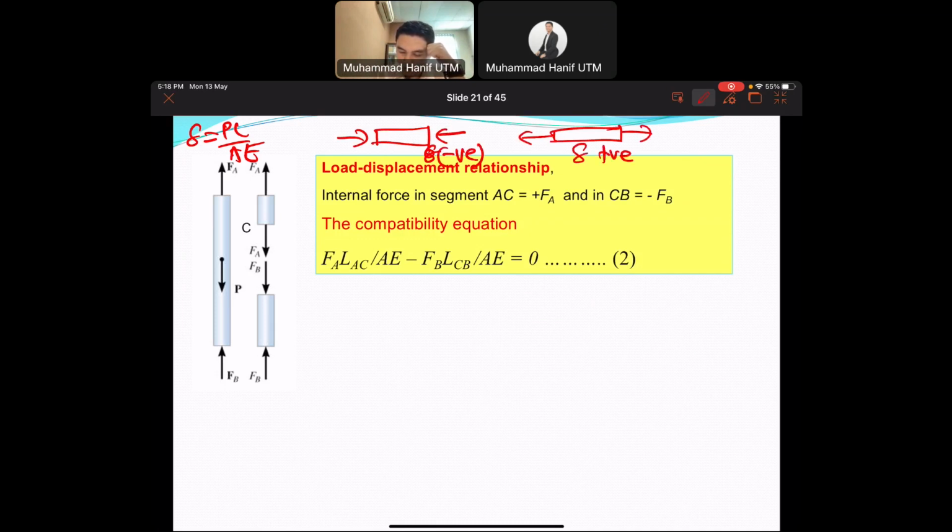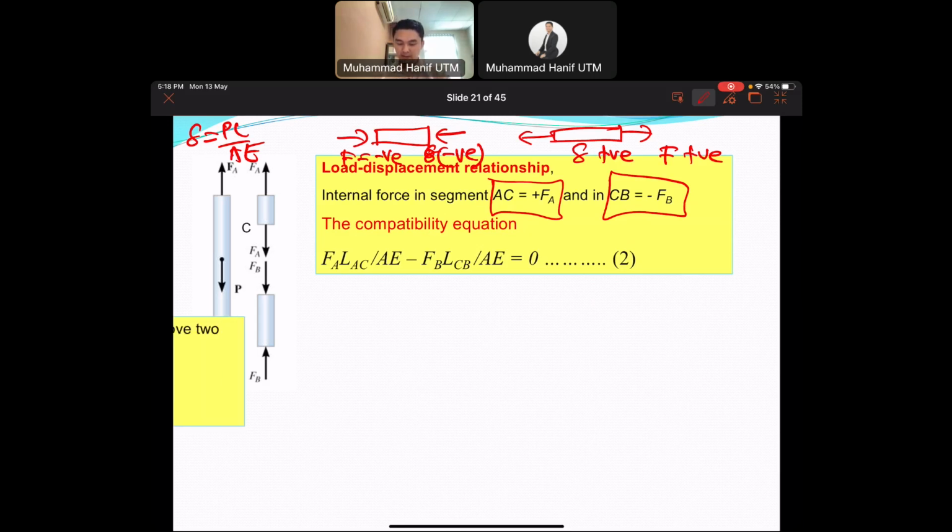The same goes for F. If the deformation is positive, F will be positive as well. If compression, F will be negative. The negative sign only indicates the direction. For AC, since the force is tensile, F is positive. But for CB, since the body is compressed, the force should be negative. This is the easiest way to understand. Once you have this understanding, you can substitute this information into the equation.